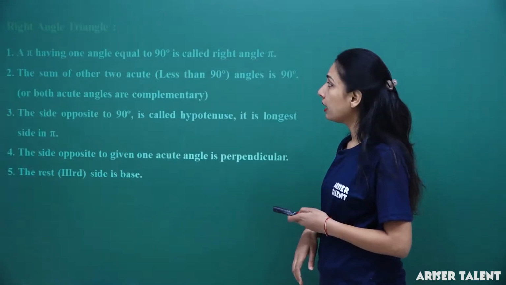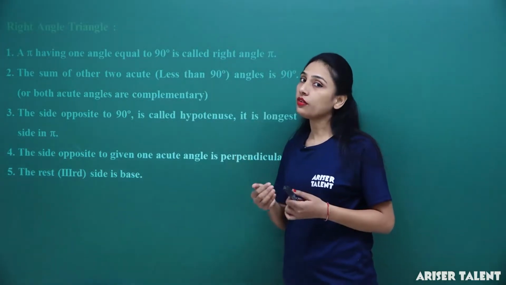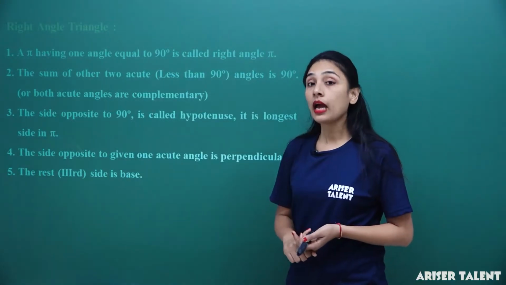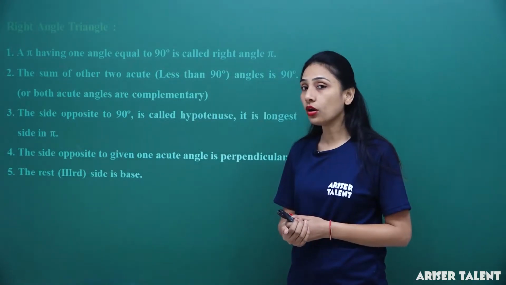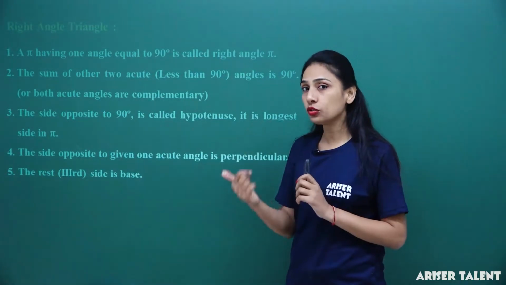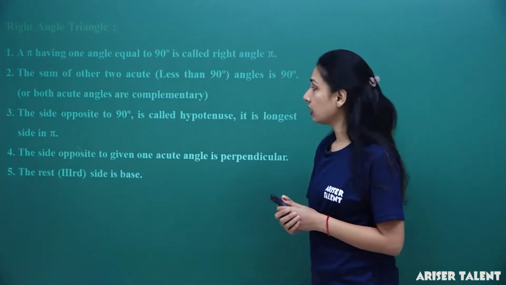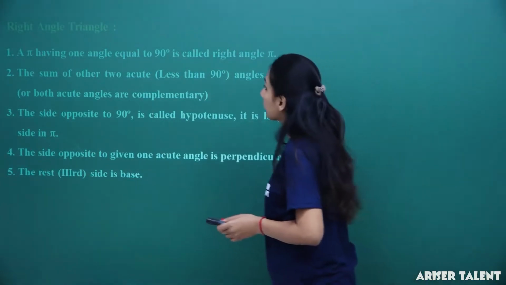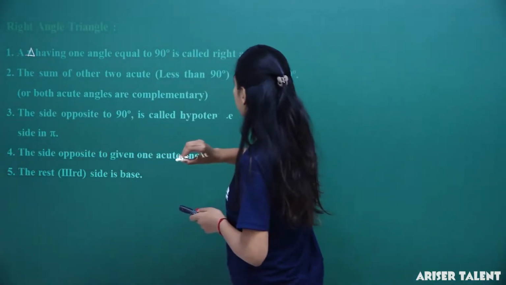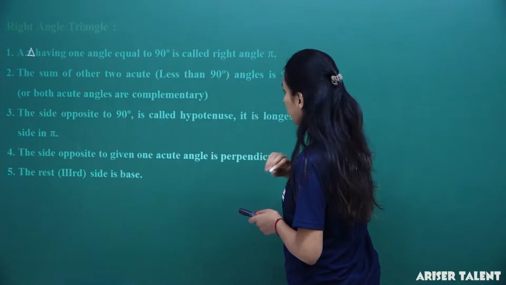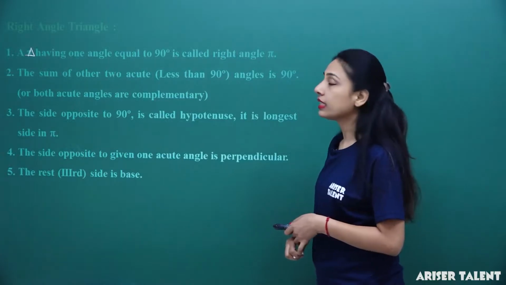Then we studied the right angle triangle. What is a right angle triangle? It is one in which one angle equals 90 degrees, and the sum of the other two remaining angles will also be 90 degrees. Correct it here, this is a triangle, not pi. So a triangle having one angle equal to 90 degrees is called a right angle triangle.